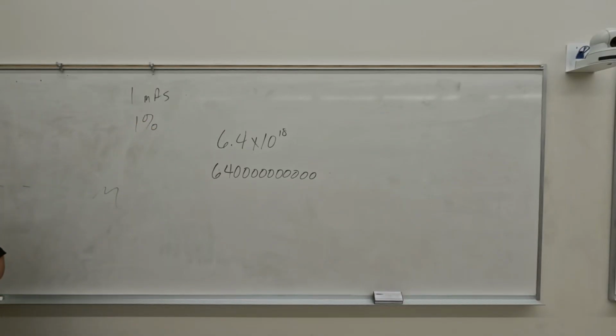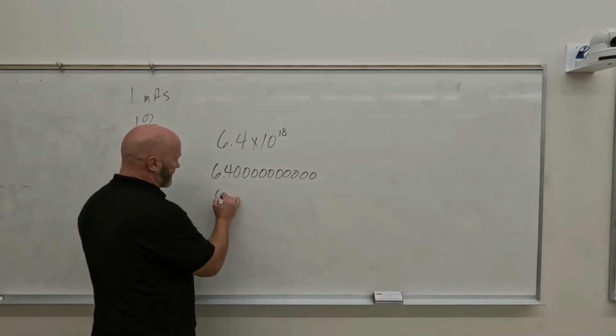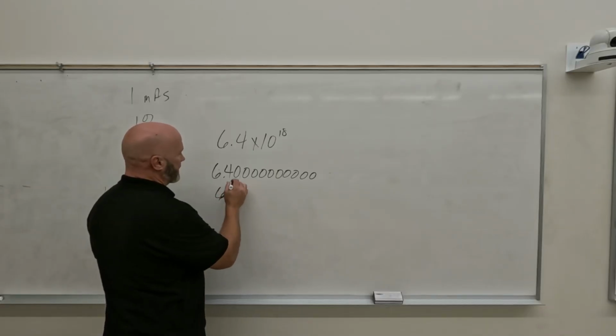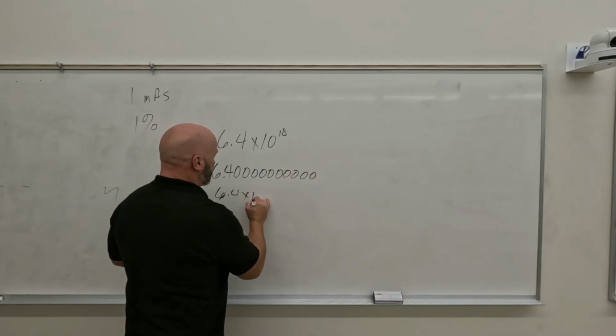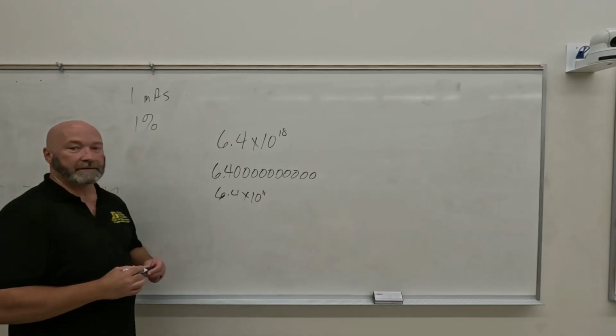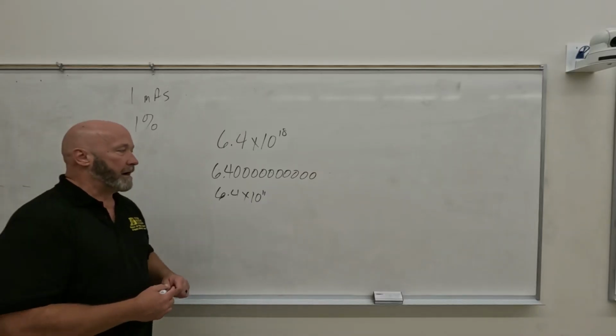So is it ineffective? No. Is it inefficient? Oh, yeah. It's very inefficient. But we still got a lot of X-rays left, right? So how we would express that in scientific notation, again, would be 6.4 times 10 to the 11th power. Still a lot of X-rays, right? So exponents can go in the opposite direction too.